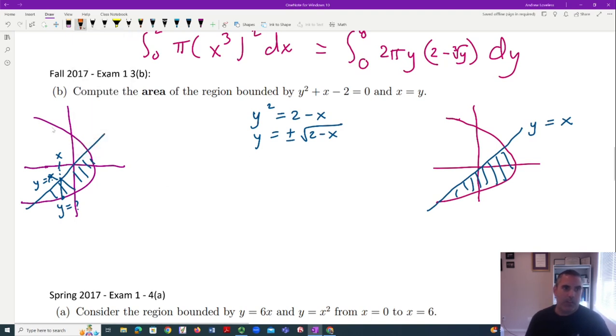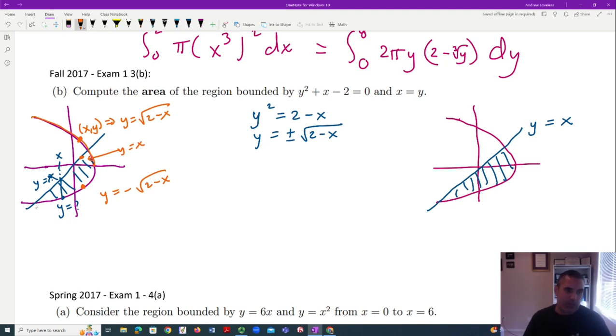The plus would be the positive side, and the minus would be the negative side. At this moment I realize, if I'm doing it in terms of x, I have to split this up. Points up here satisfy y equals the square root of 2 minus x. Points down here satisfy y equals negative the square root of 2 minus x. And points here satisfy y equals x. So this is bad news.